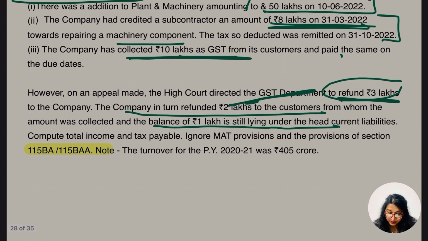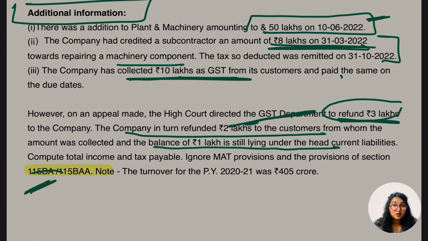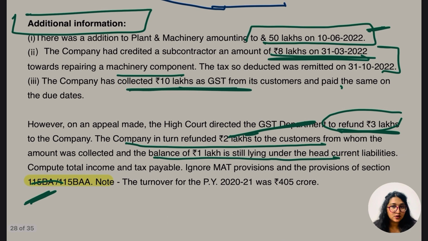Compute total income and tax payable, ignoring MAT provisions and provisions of section 115BA, 115BAA and so on. This one is the 115BAA one, so as per 115BA we are going to take it. Before solving this question, let me tell you that in the previous June attempt there was a question where we had to solve by both the sections, ascertaining the tax liability as per both. So we have to go through the question well first of all.